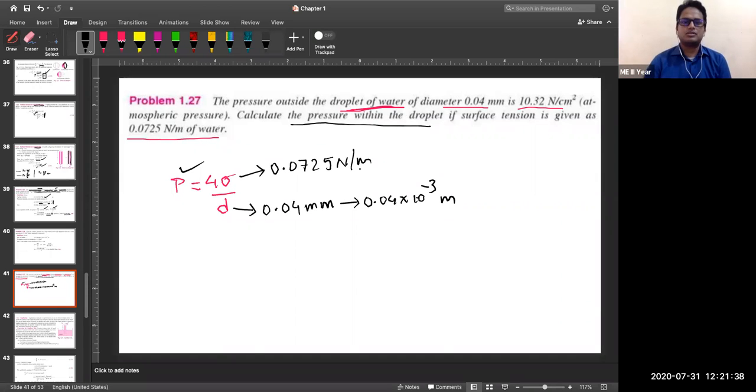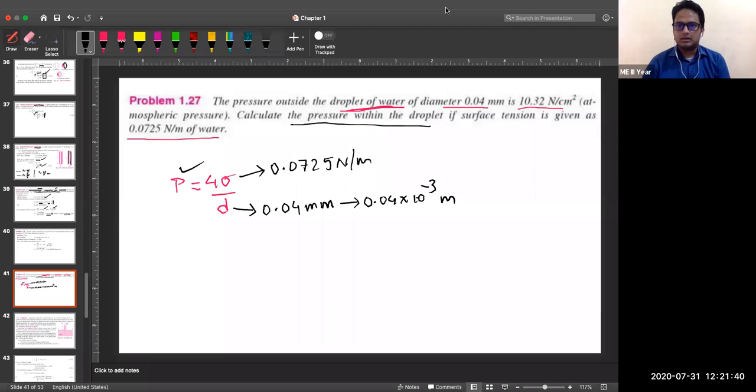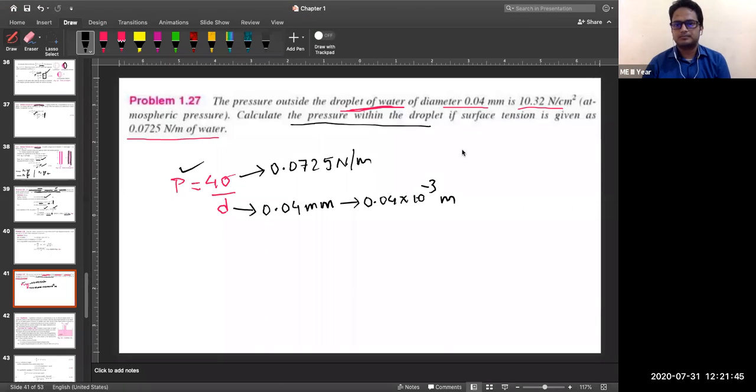Okay, so this is how you can solve it. Now do the calculation and tell me the answer in your chat box. Then after this, we will start capillary tube, one of the very interesting topics of fluid mechanics.